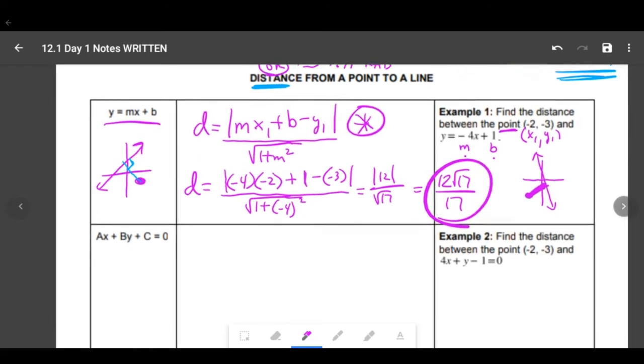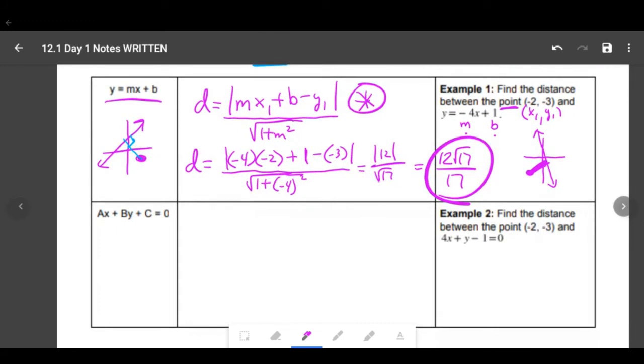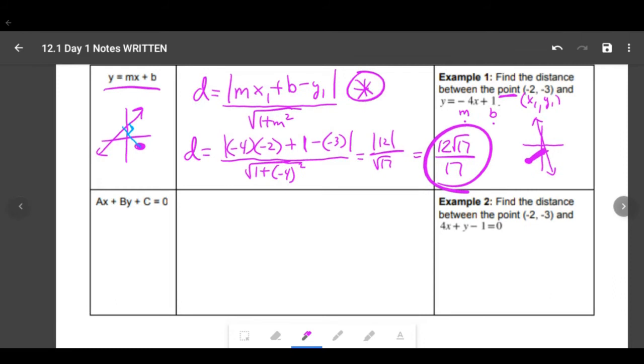All right, so we get a similar situation, but now instead of being in slope-intercept form, it's in general form. Same exact scenario, all it is, I got a new formula because obviously I got A's, B's, and C's versus M's and B's. So my distance is equal to the absolute value again, Ax1 plus By1 plus C, all over the square root of A squared plus B squared.